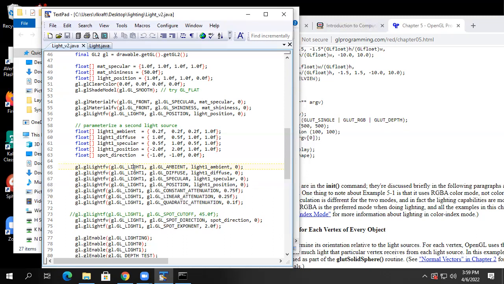Okay, so this is light one. Then I'm saying the ambient for light one is that array. The diffuse for light one is that array. Specular for light one is that array. The position for light one is that array. Then here are going to be some more constants that are, this is going to use what's called attenuation. You're allowed to let light dim out as it goes away.